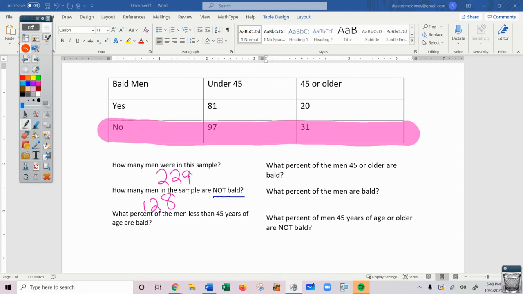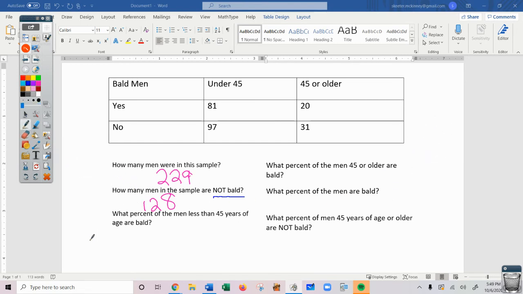Now, that's just one way to talk about data, by looking at the totals that we have. We could say that there are 20 men who are 45 or older who are bald. But typically it's going to be more useful for us to look at a percent, because that percent tells us about the whole. Percents are what we're more used to talking about. We can also do things like calculate a percent.